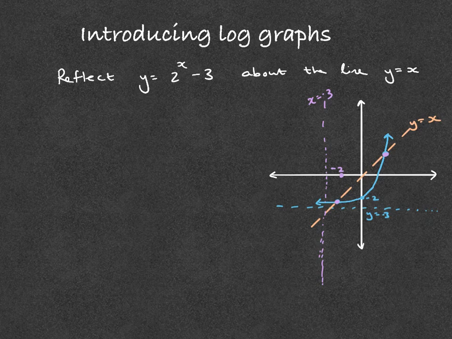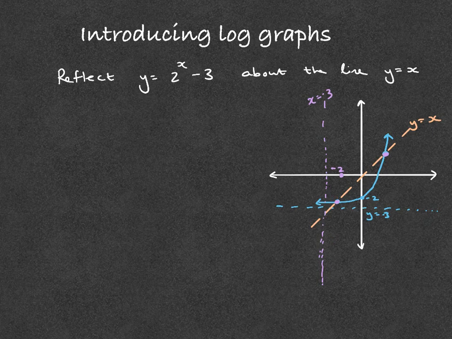That means, so in the original graph, the blue graph, as x got smaller, it tended towards the line y is equal to minus 3. So now, of course, where y is going to get smaller, it's going to tend towards the line x is equal to minus 3, right? So the original one was like that. So this one is going to go like that, okay?